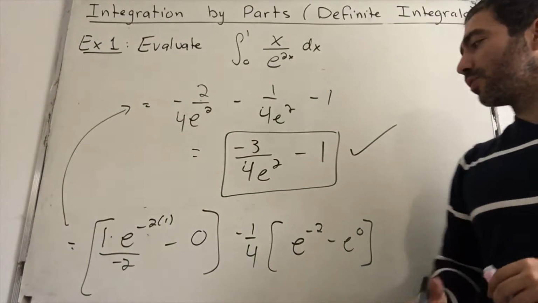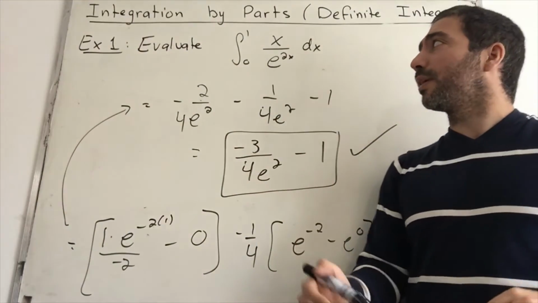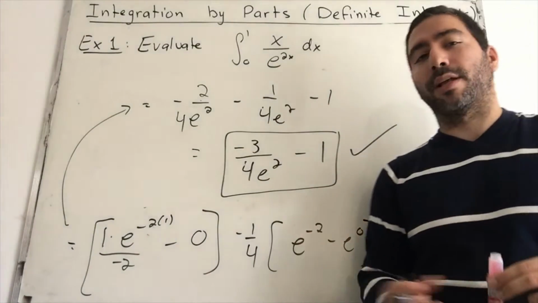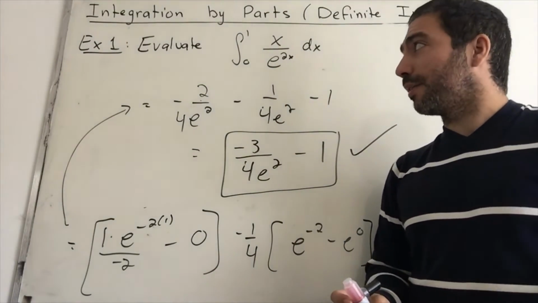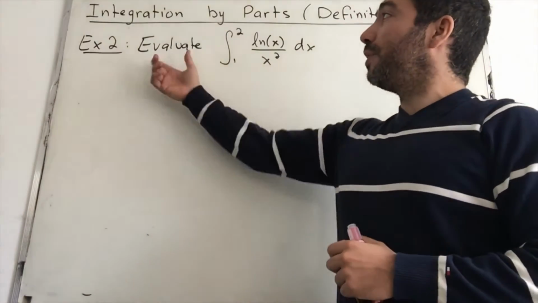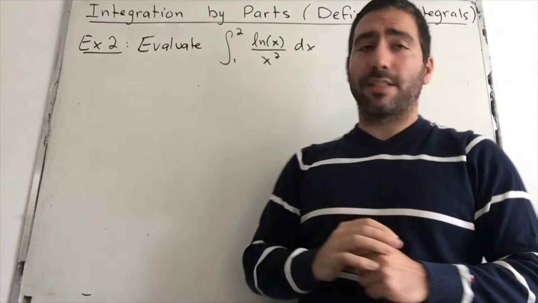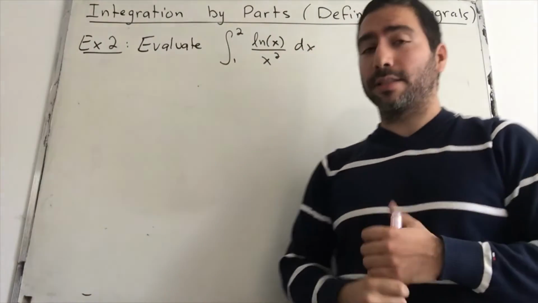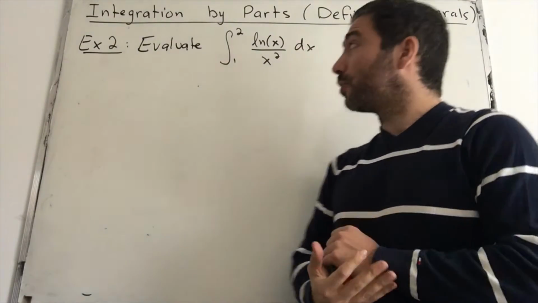Okay. So a bit more work because we have to apply FDC part 2 at the end, but it's essentially the same game plan as we saw for indefinite integrals. Okay, so let's look at the next example. So here, example 2, evaluate the integral from 1 to 2 of ln of x divided by x squared dx. So pause the video, give this a shot, see if you're able to solve it on your own.